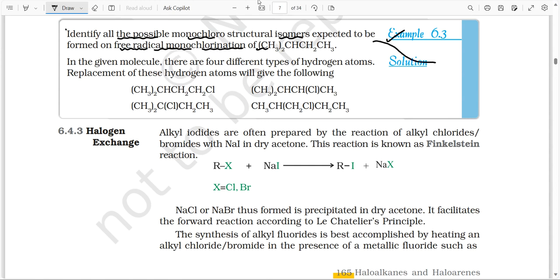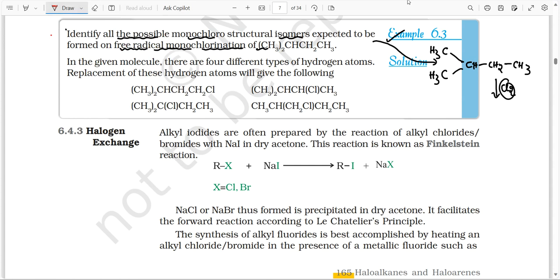Here, the given structure is CH3, CH2, CH2, CH3. What they ask is, when this reagent is reacted with chlorine, only a single chlorine replaces a hydrogen radical of the reactant. So how many types of isomers are formed? Let us understand how many types of hydrogens are present in the given reactant. Then the number of products is equal to the number of different hydrogens.